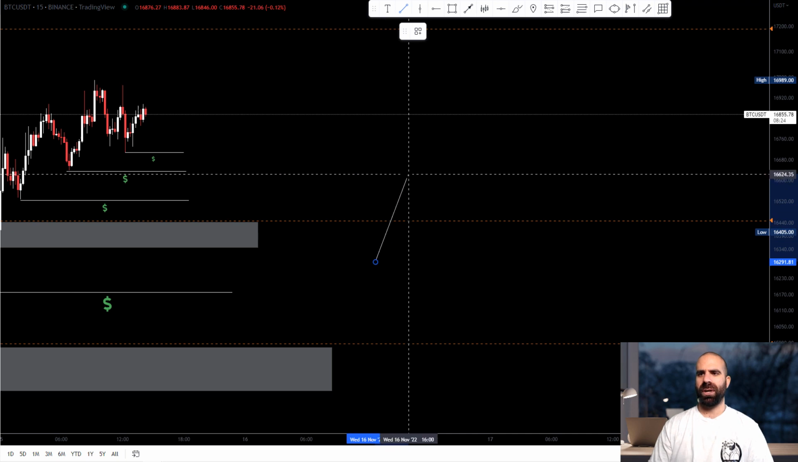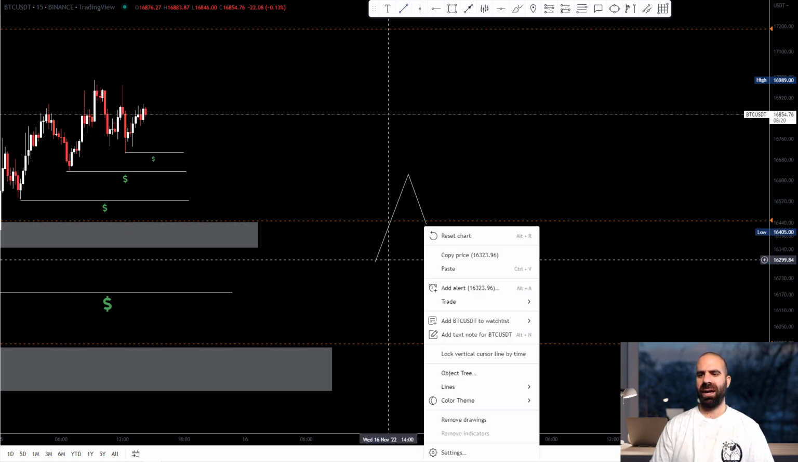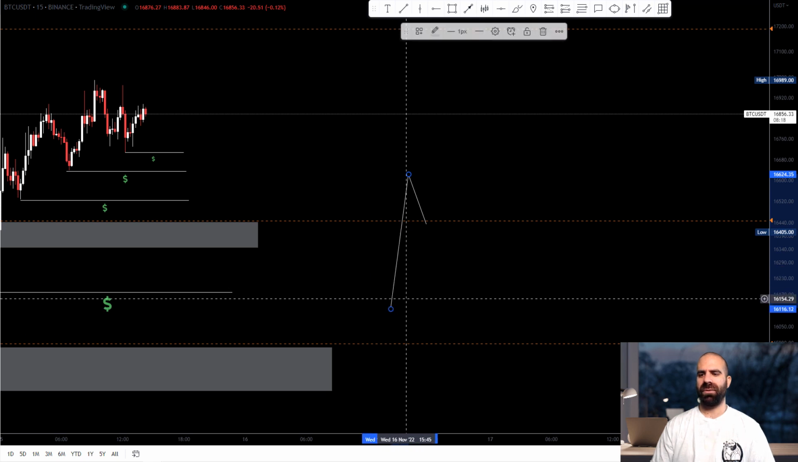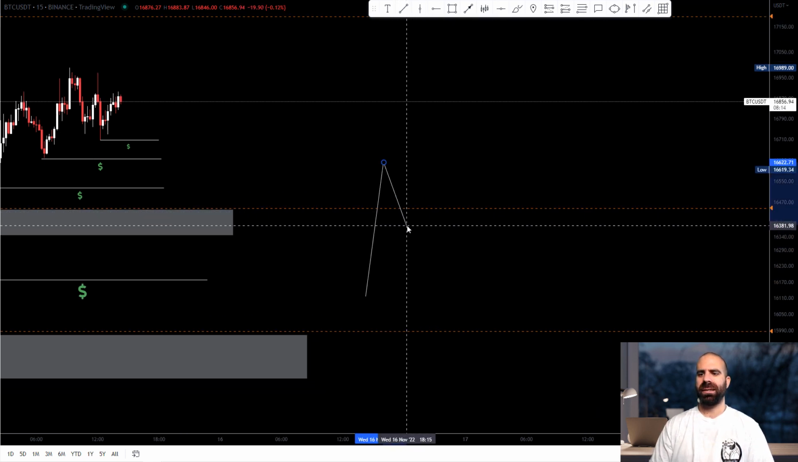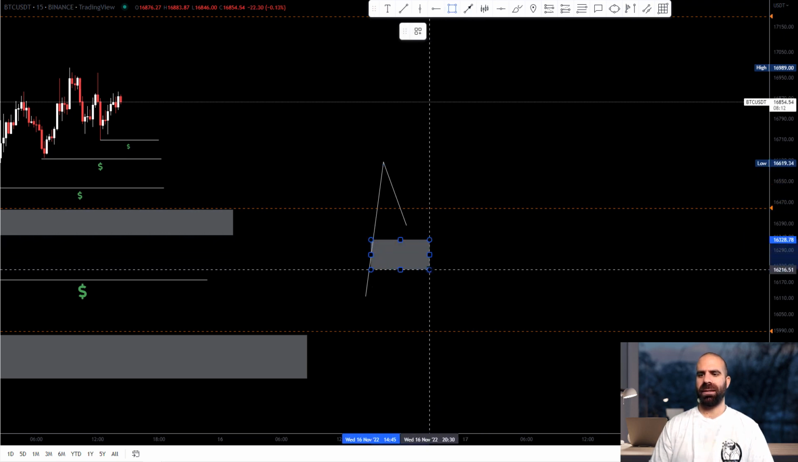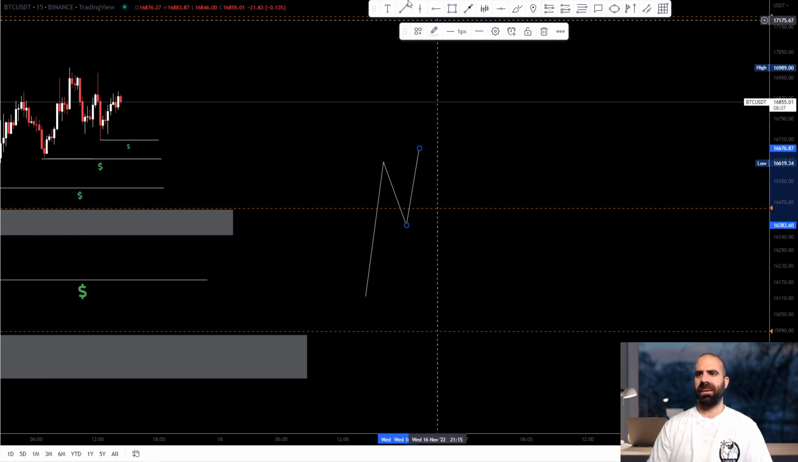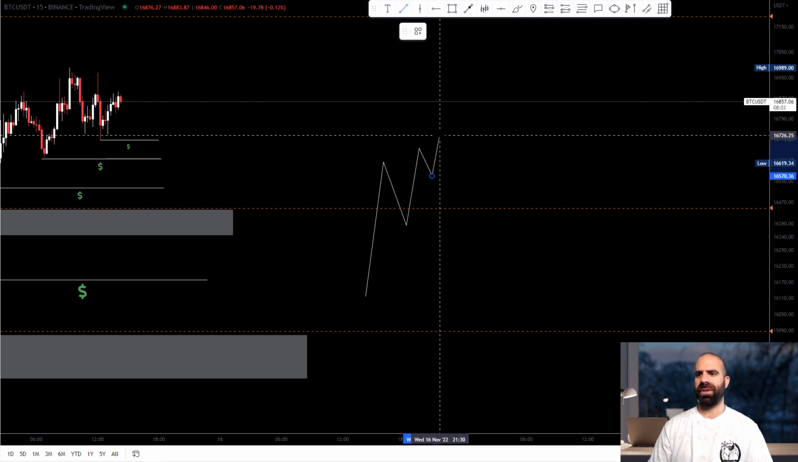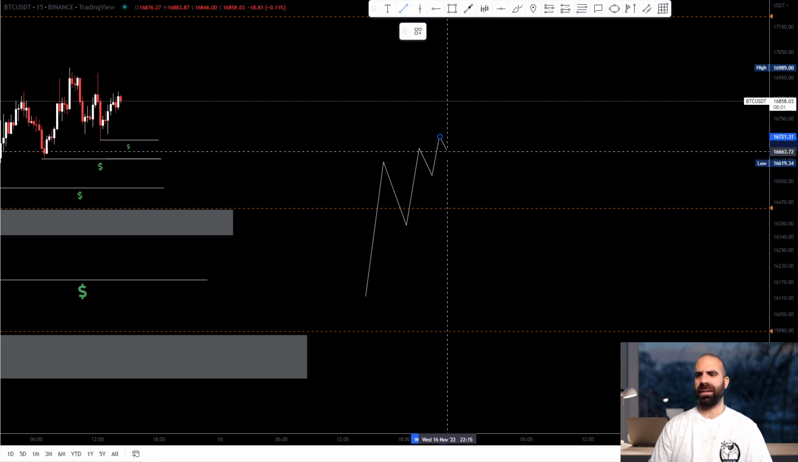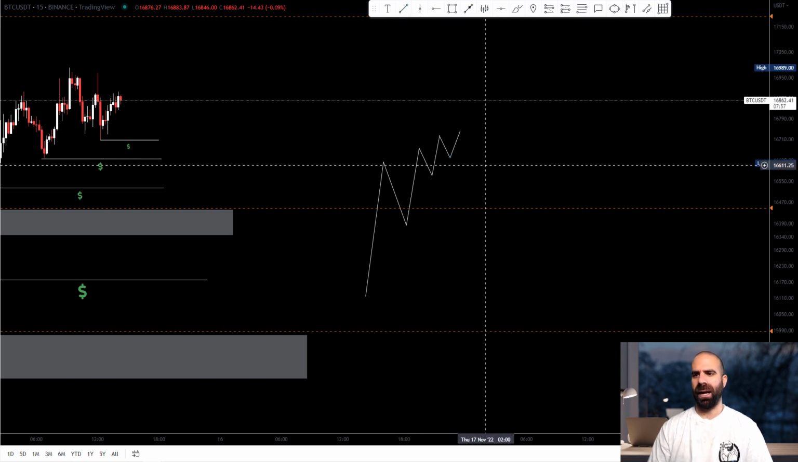So let's say that we have a movement such as this one. We have a very impulsive leg. We have a huge leg right here, which has also left some imbalances, let's say, down here. And then we have something like that playing out. Slow price action developing right here.